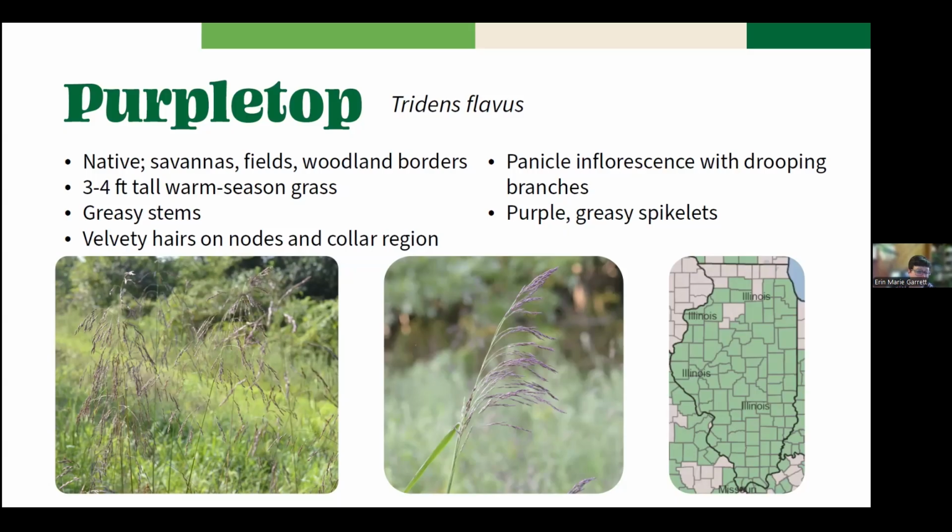It's also going to have some velvety hairs and some interesting spots on the grass. We're going to find them on the nodes, and we're going to find them underneath the leaf blades in the collar region, which is kind of a weird spot for hairs. It does produce these panicle inflorescences with drooping branches, so we can see the graceful arch of all of those branches. This is what it looks like when it's first starting to bloom. At first it'll look like everything's being held to one side and then it'll pop open all the way. And the spikelets are also very greasy. And of course, with that name, they are purple in color too.